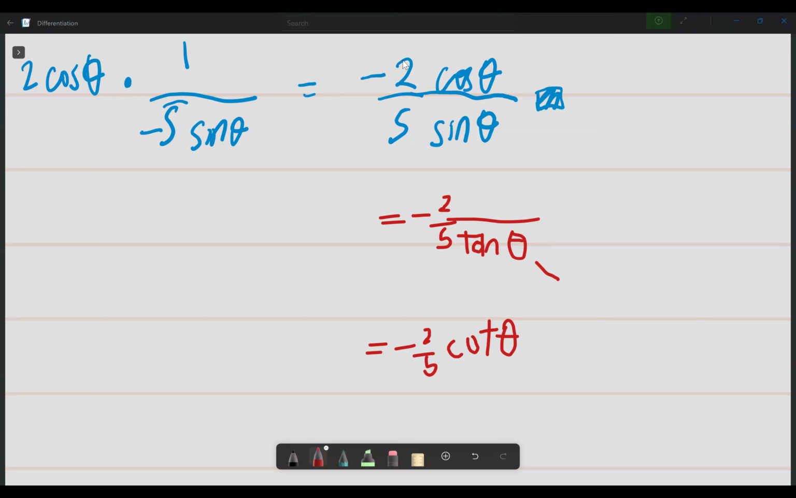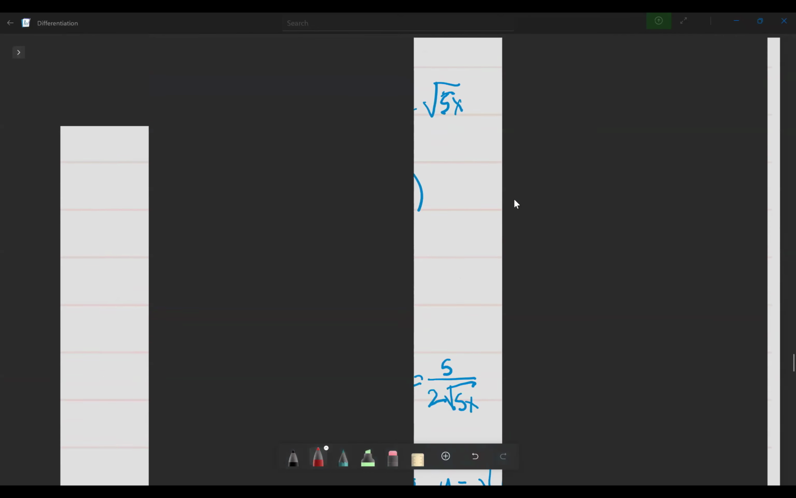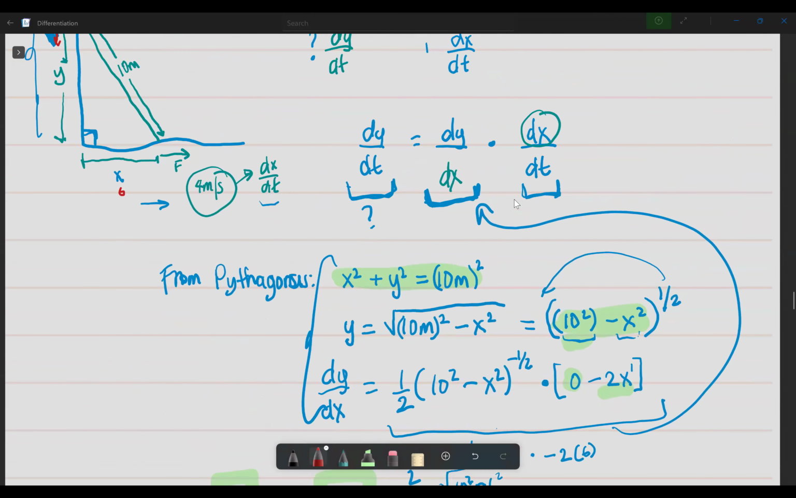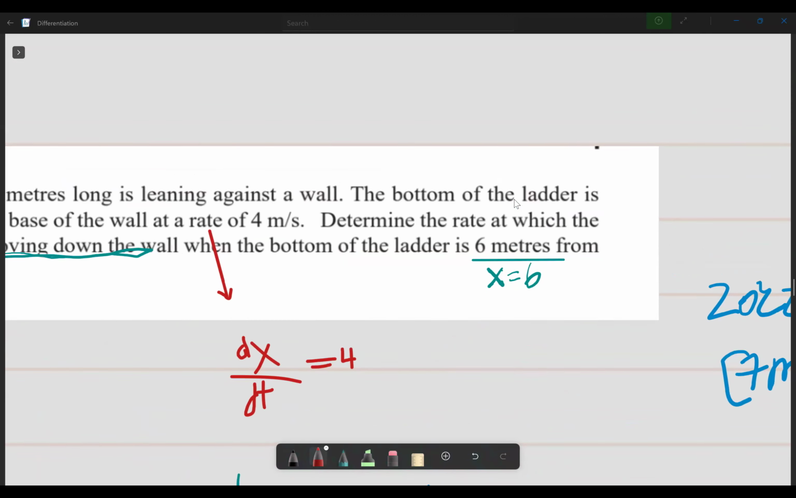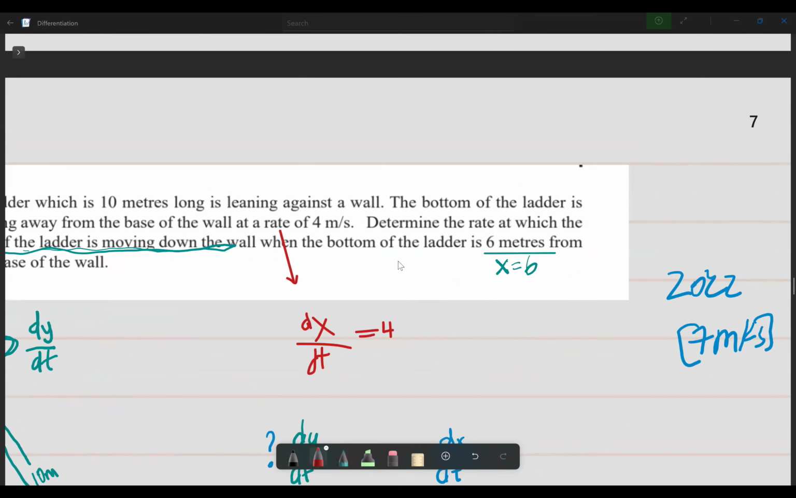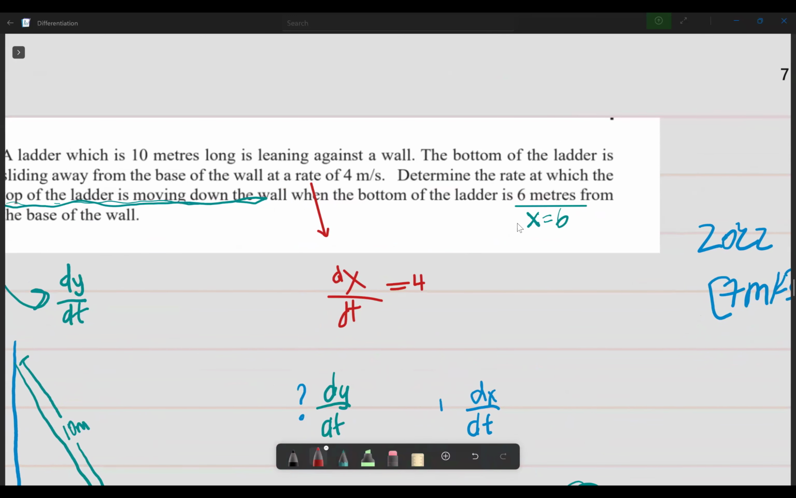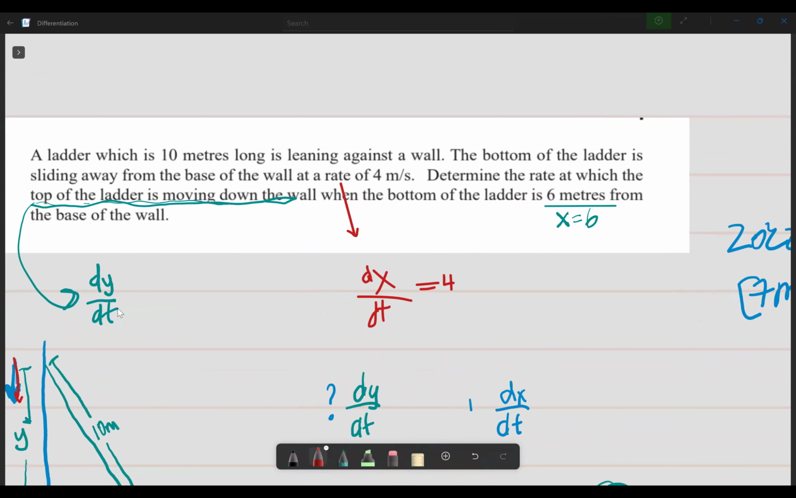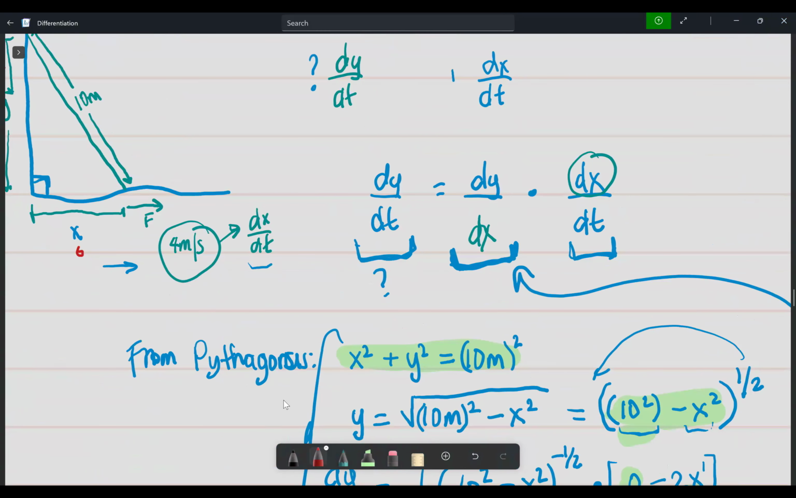Truth tables. Truth tables is a problem. Interesting. So whenever it has a worded question, your job is to always do the following. Write the things in mathematical notation. So I have dx over dt being 4, right? I have x equals 6, and I have dy over dt being unknown, right? The next step after that is to write any equation. In this case, I wrote x squared plus y squared equal 10 squared.